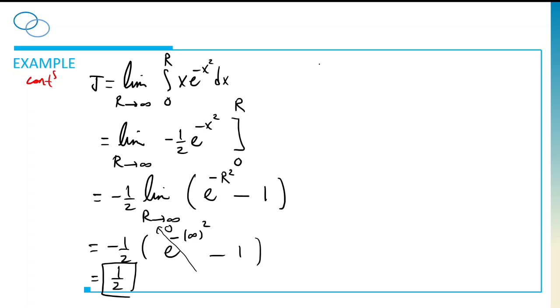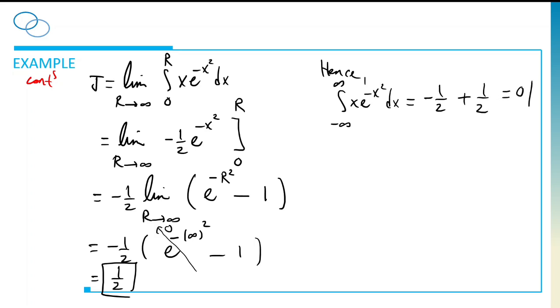Now overall, hence, the whole integration from negative infinity to infinity of x e to the power of negative x squared dx equals what? The first one, which we called I, was negative half. And this J, the second one, is half. So overall, if you add them, this equals 0.